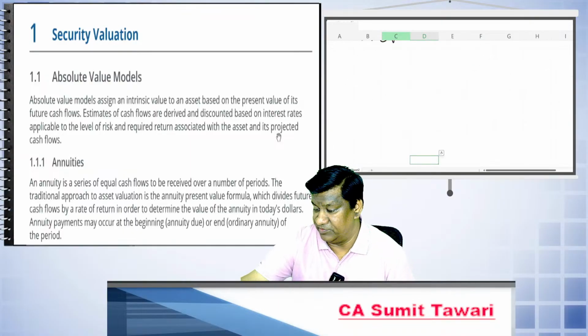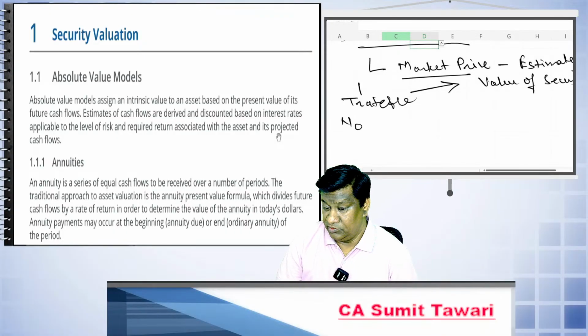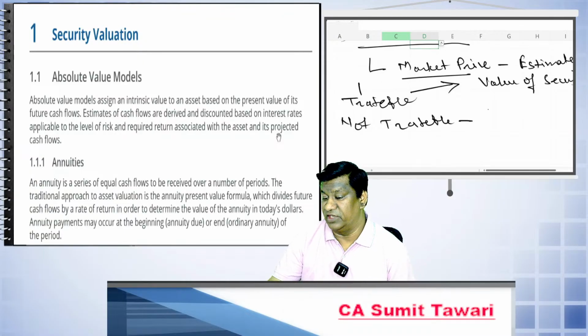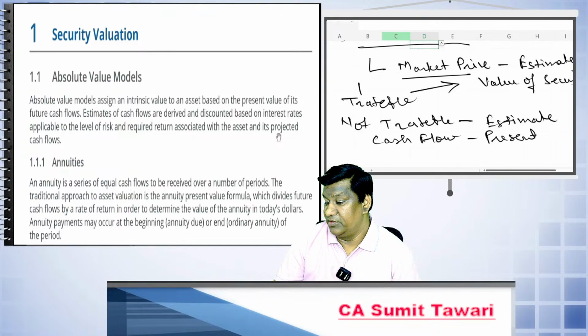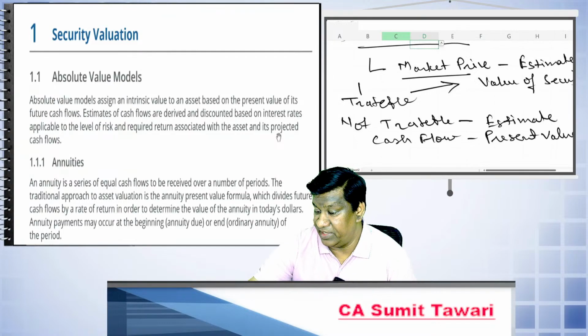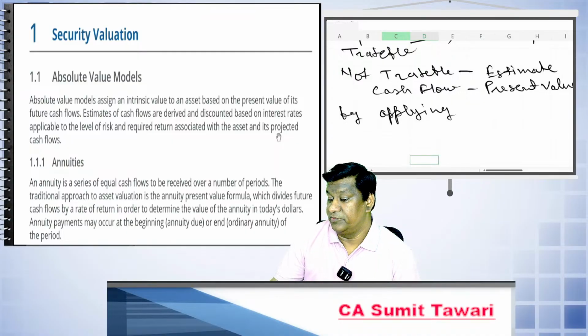But if it is not tradable, in that situation, how can you calculate? You can estimate the cash flow and then calculate the present value. How are we going to calculate the present value? By applying the proper discounting factor.